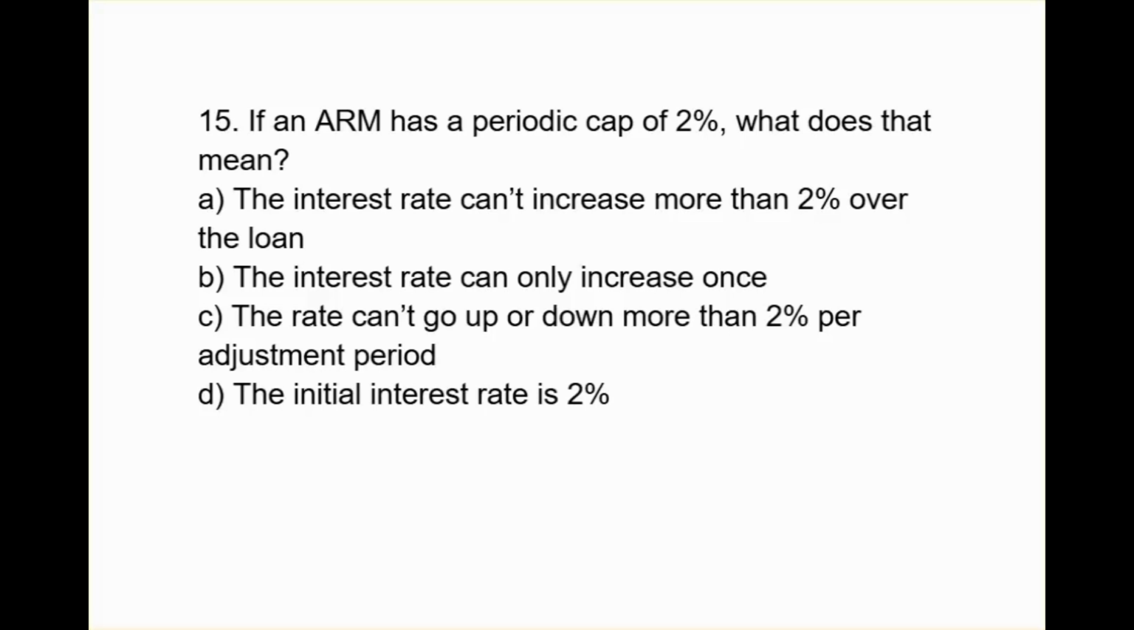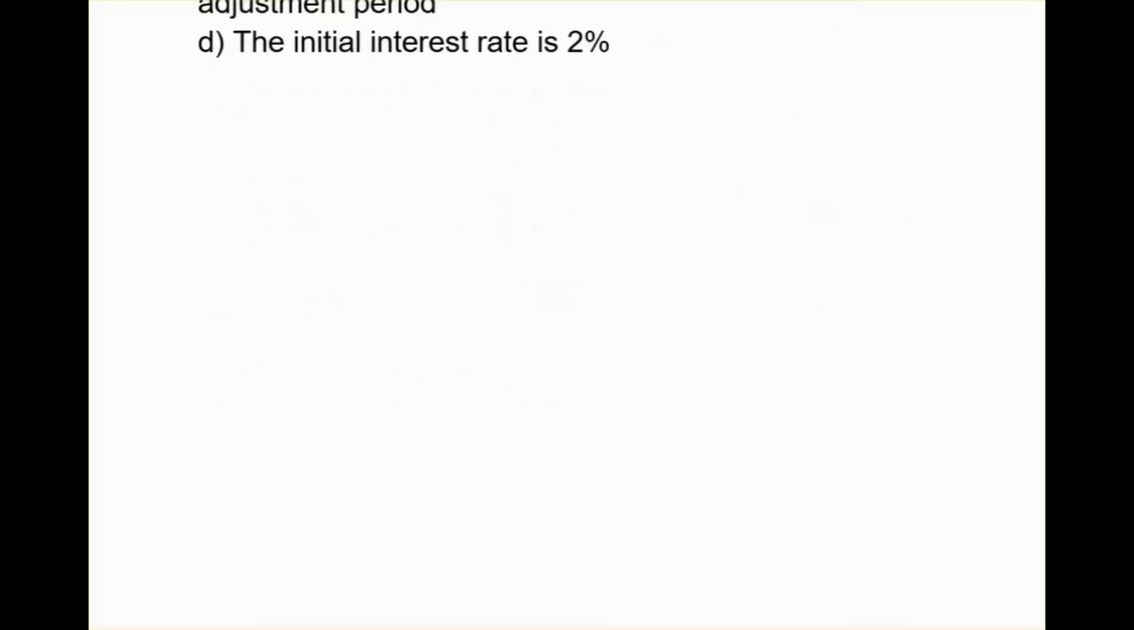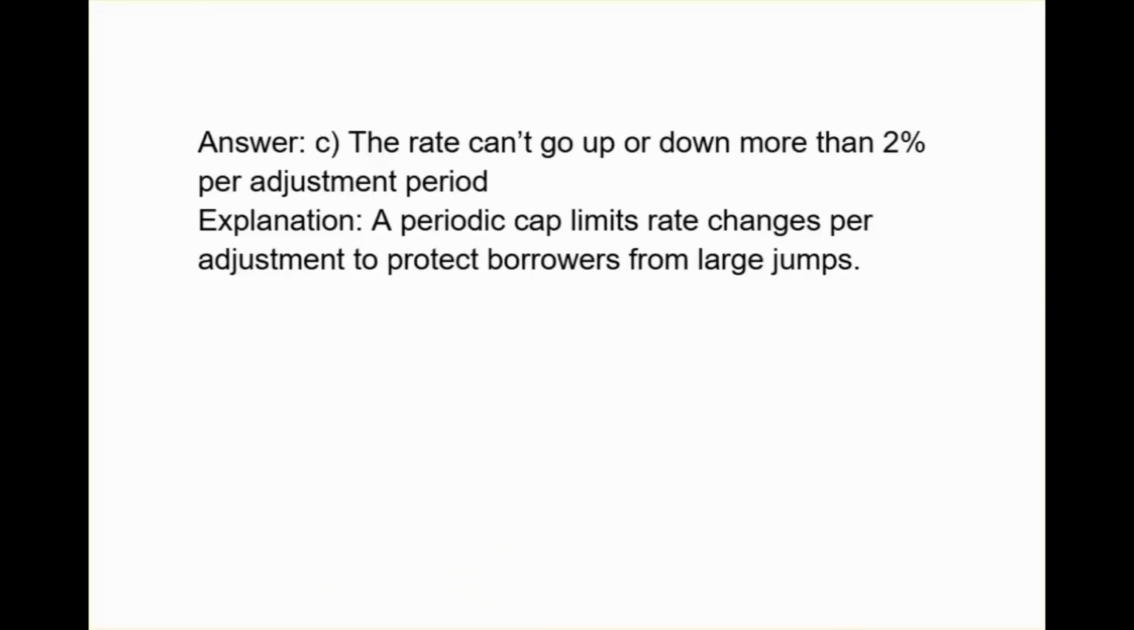If an ARM has a periodic cap of 2%, what does that mean? A. The interest rate can't increase more than 2% over the loan. B. The interest rate can only increase once. C. The rate can't go up or down more than 2% in an adjustment period. D. The initial interest rate is 2%. C. The rate can't go up or down more than 2%. A periodic cap limits rate changes per adjustment to protect borrowers from large jumps.